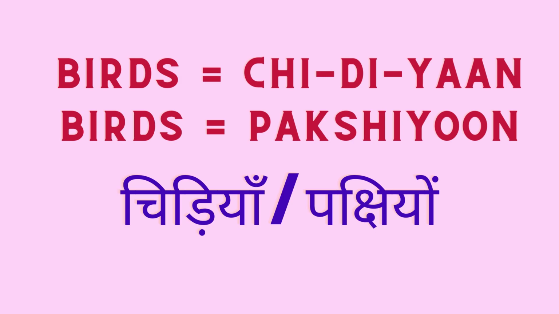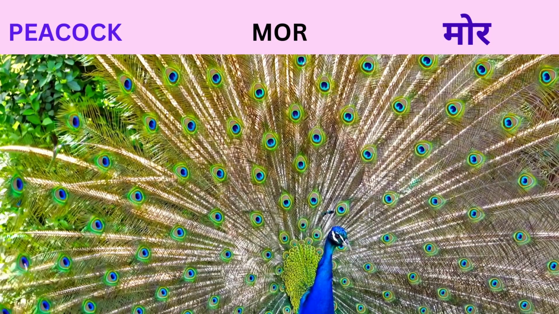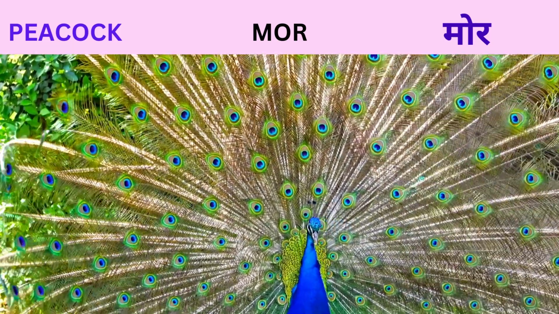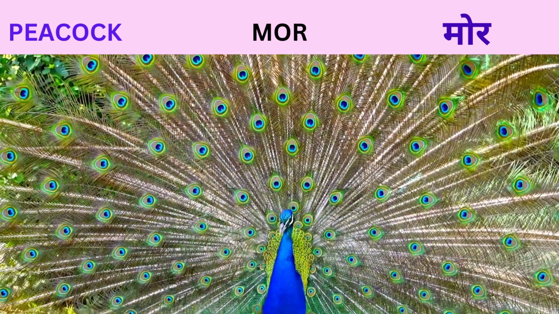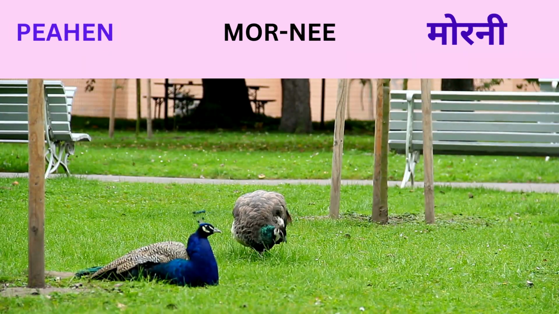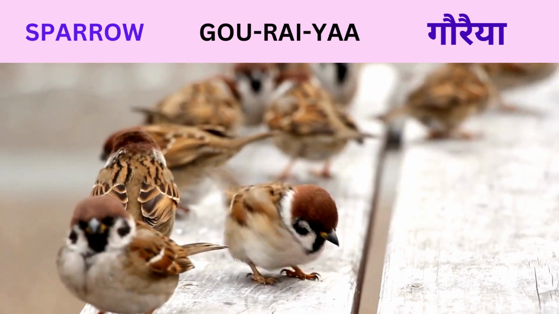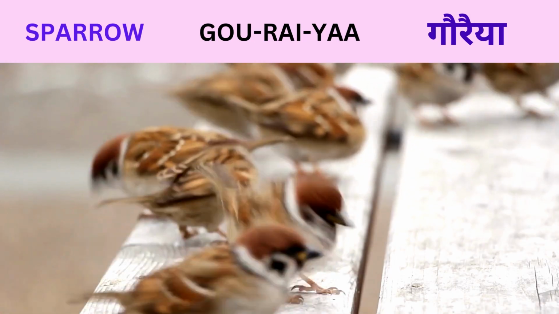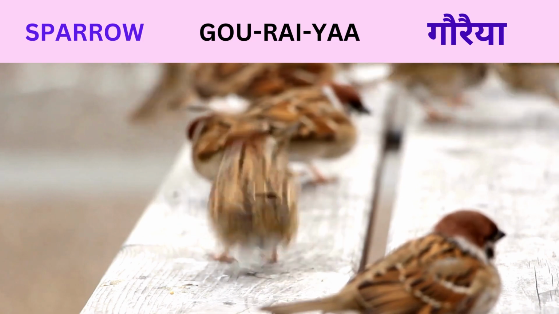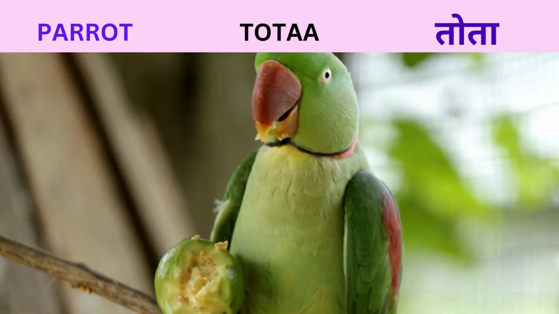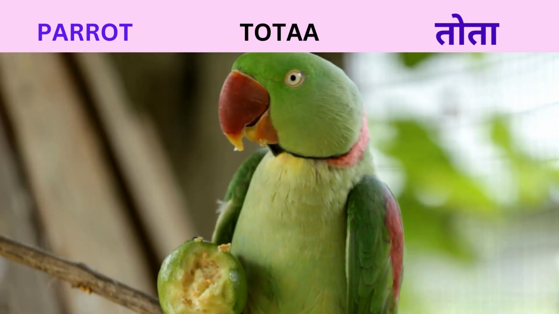Now, friends, let's begin with the national bird of India, peacock. Peacock is known as more in Hindi. Peahen is known as morni. Sparrow is known as gauraiya in Hindi. Parrot is known as tota.